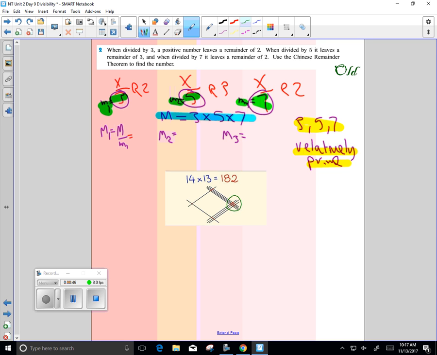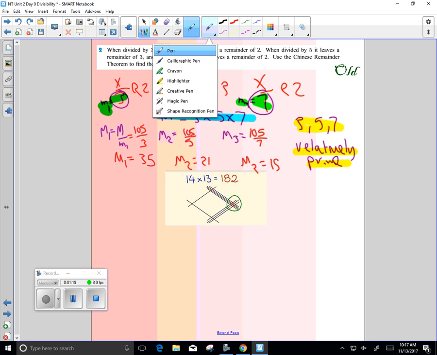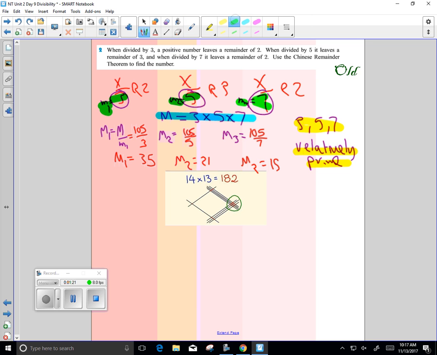So capital M is 3 times 5 times 7, which is 105. M1 is 105 over 3, which is 35. M2 is 105 over 5, and M2 is going to be equal to 21. And then M3 is 105 over 7, which is equal to 15. So hold on to these. We're going to use them at a later date.